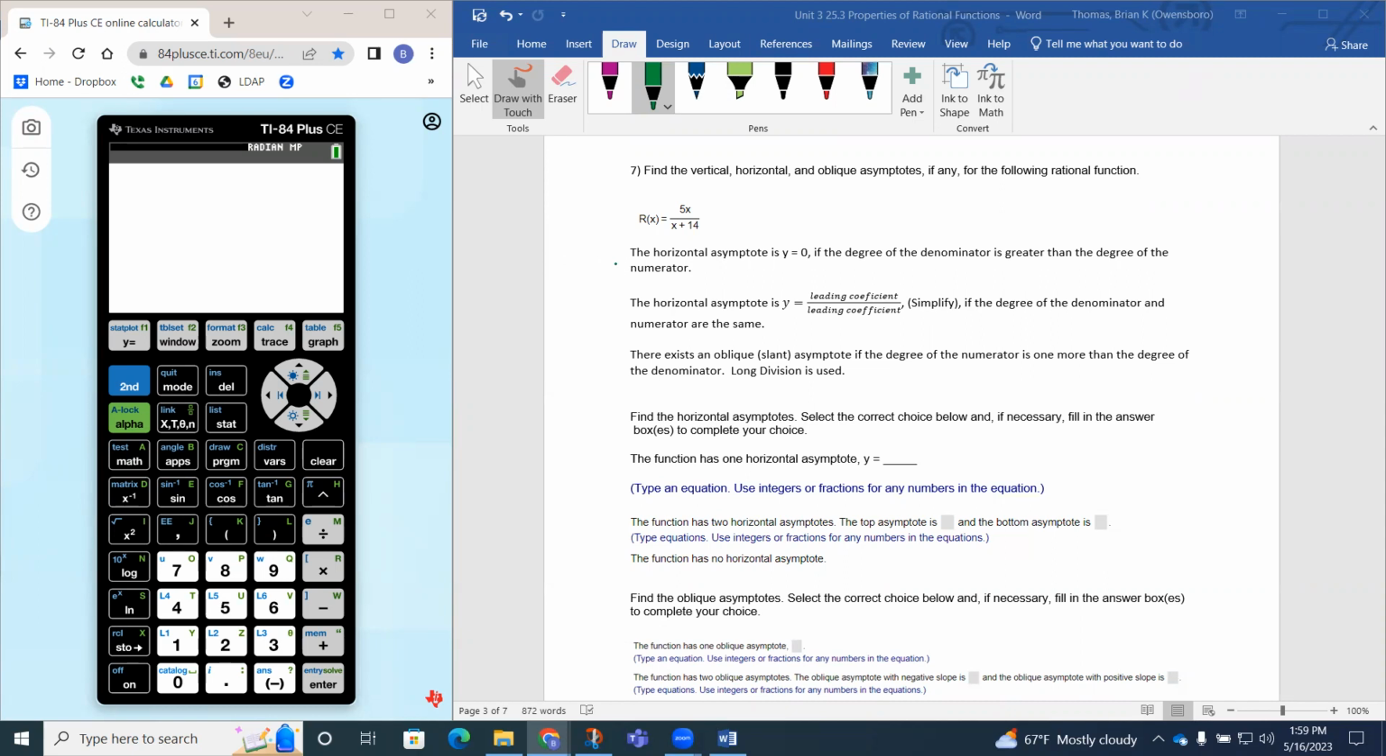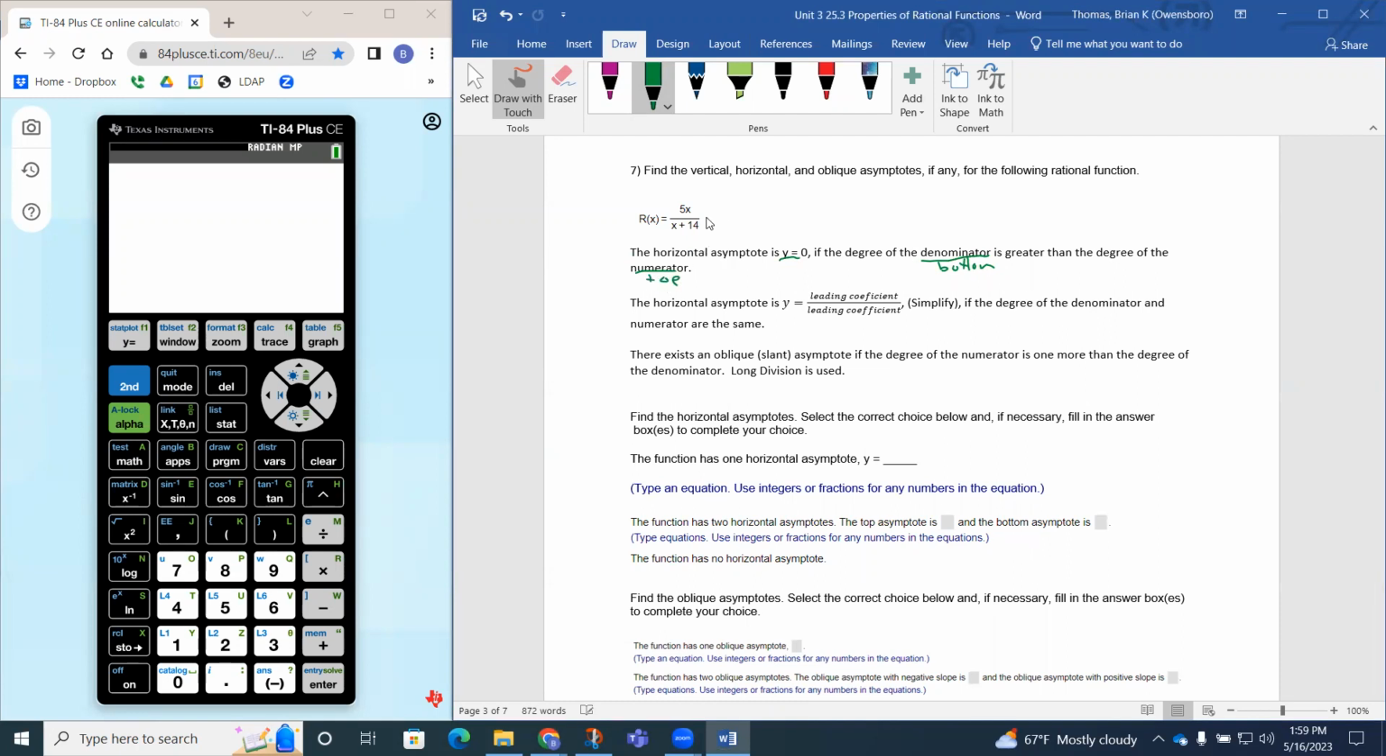But to find horizontal asymptotes, it's about the degree of the numerator and denominator. So here's some things to pick up on. The horizontal asymptote is going to be y equals 0 if the degree of the denominator, that means the bottom, is larger than the degree of the top. So remember, numerator is top.